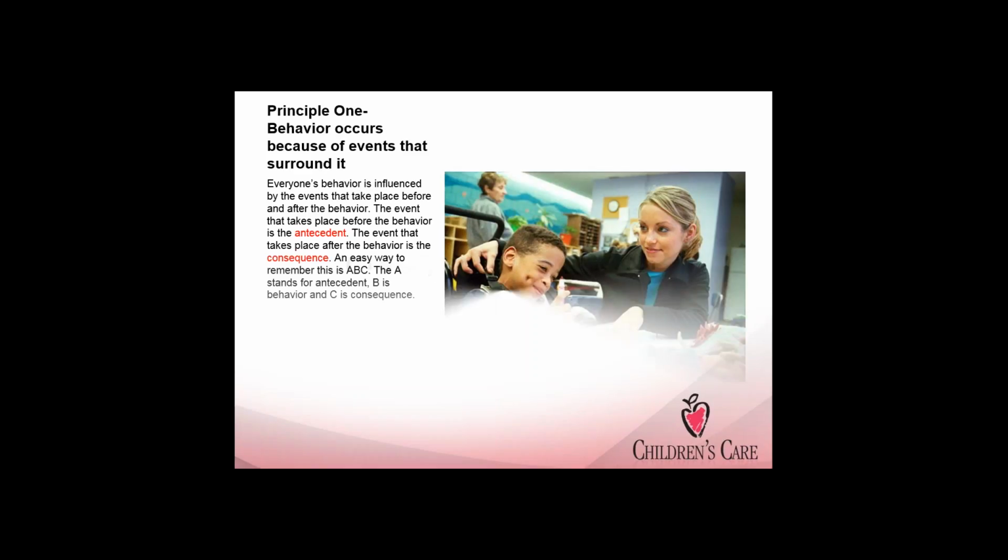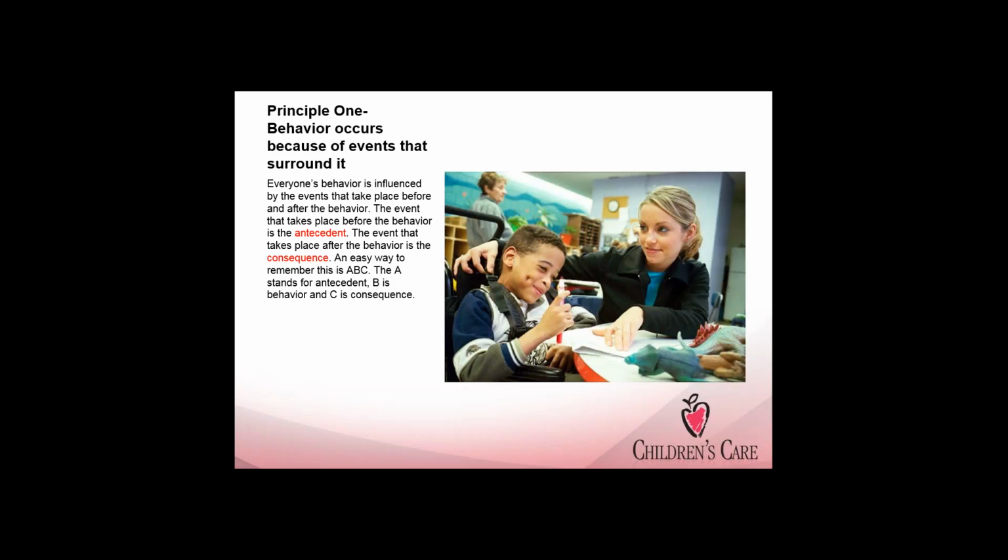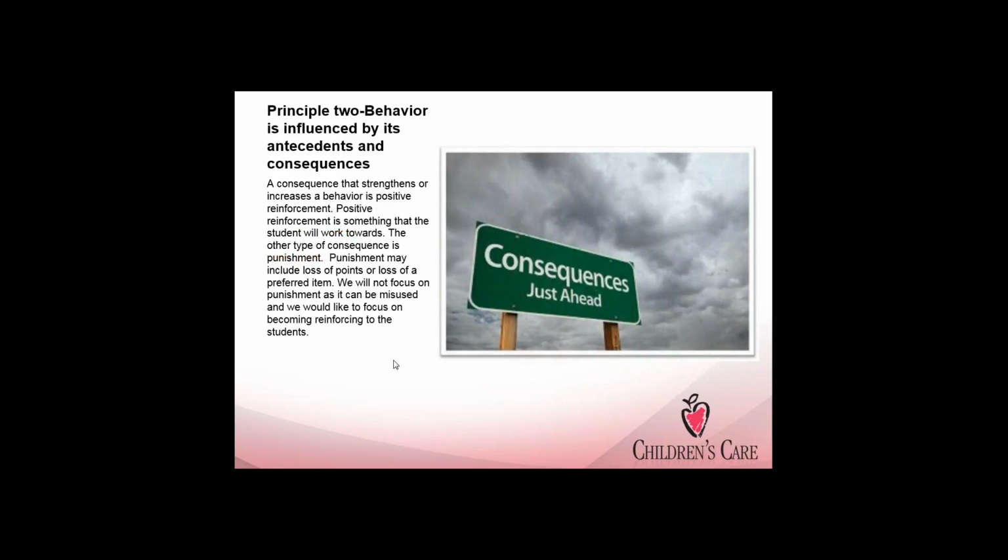Principles of behavior. There are several different principles, and we will start out by talking about the first one. Behavior occurs because of events that surround it. Everyone's behavior is influenced by the events that take place before and after the behavior. Your behavior, my behavior, the individual's behavior. So the event that takes place before the behavior is going to be the antecedent. The event that takes place after the behavior is going to be the consequence. An easy way to remember this is ABC. The A stands for antecedent, the B stands for behavior, and the C stands for consequence.